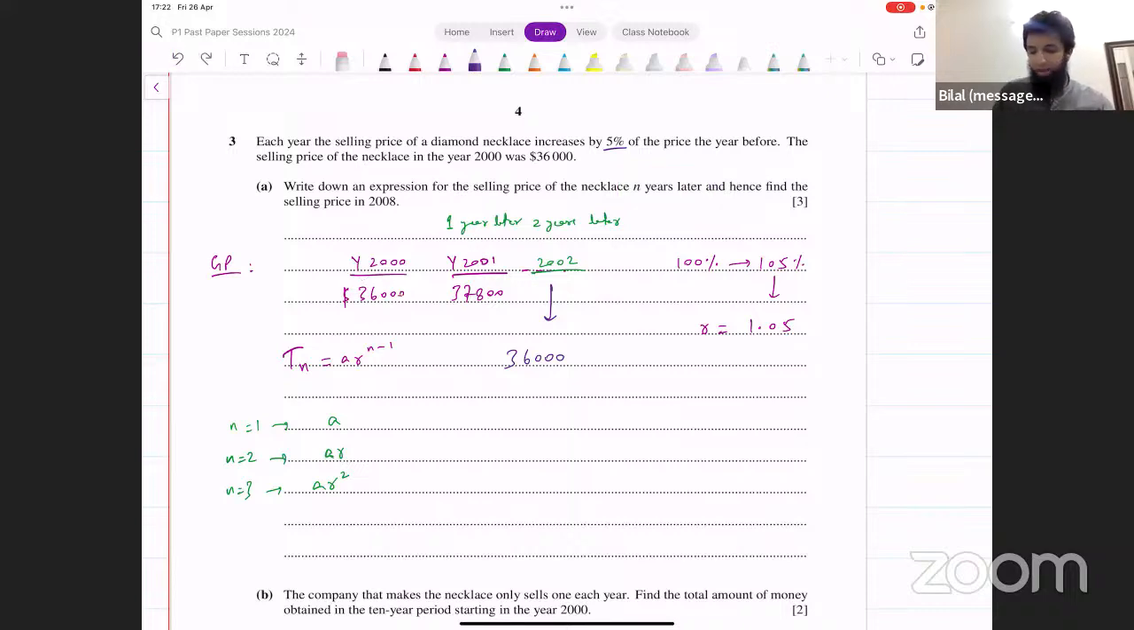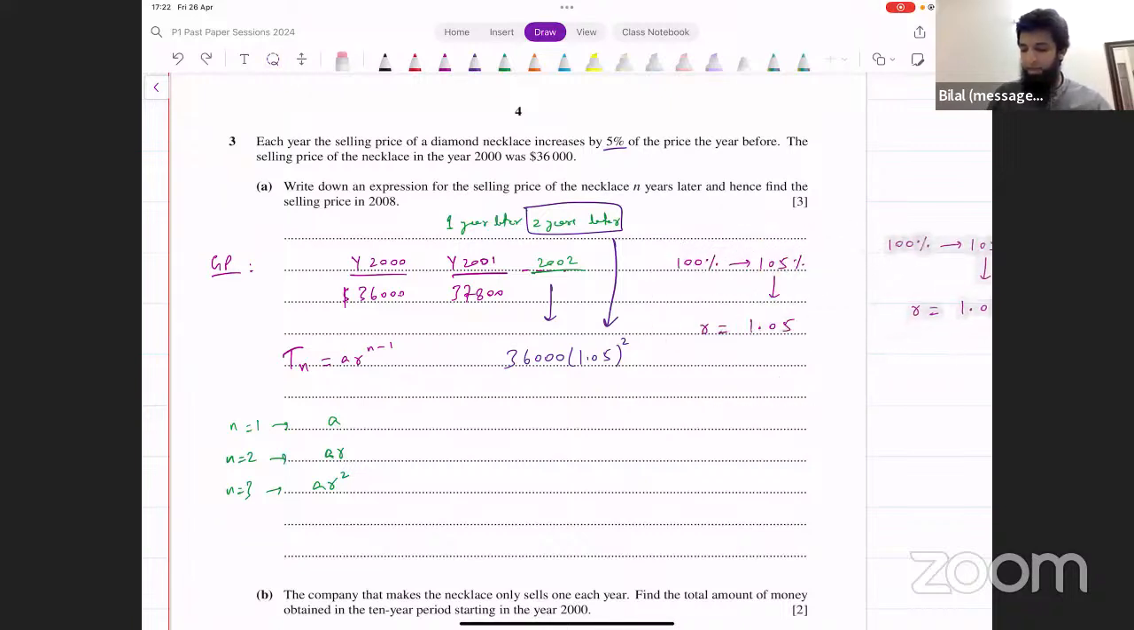36,000 multiplied by 1.05, that will give you this number, and then 1.05 again, that will give you the next number. This is going to be 1.05 squared. So 2 years later is 1.05 squared. 3 years later, it would be 1.05 cubed, and then 1.05 raised to power 4, and so on.